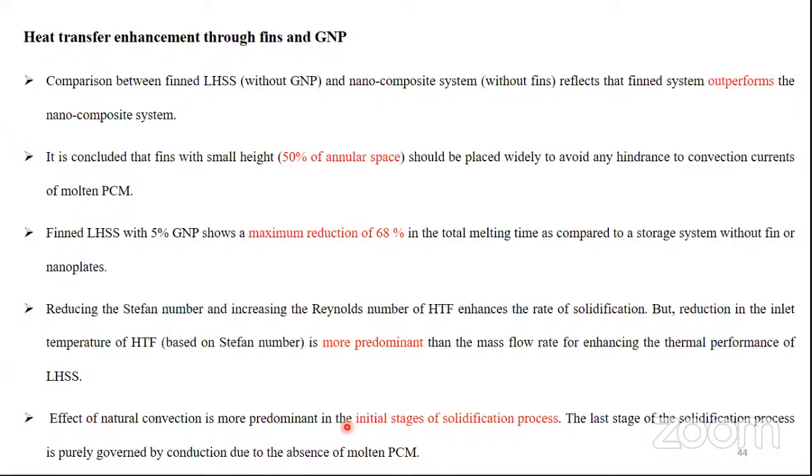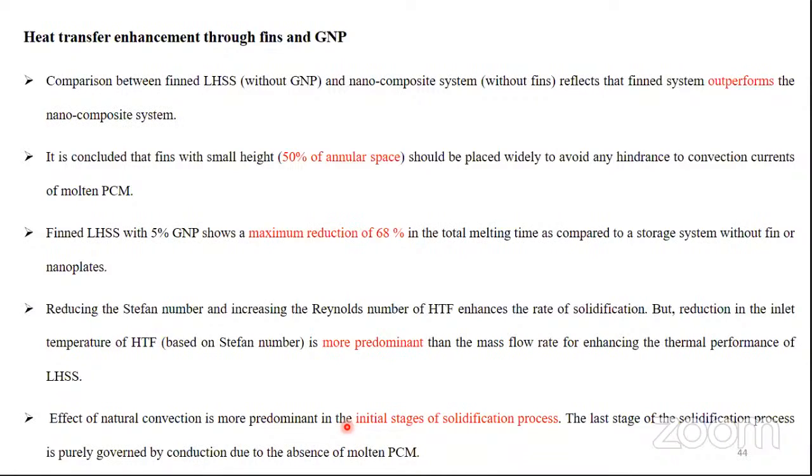Now coming to the latent heat storage system with 5% GNP, it shows a maximum reduction of 68% in the total melting time when it is compared with that of a storage system without fin. Now regarding reducing the Stefan number, I think you know what the Stefan number is. It is the ratio of the sensible heat storage capacity to that of the latent heat storage capacity.